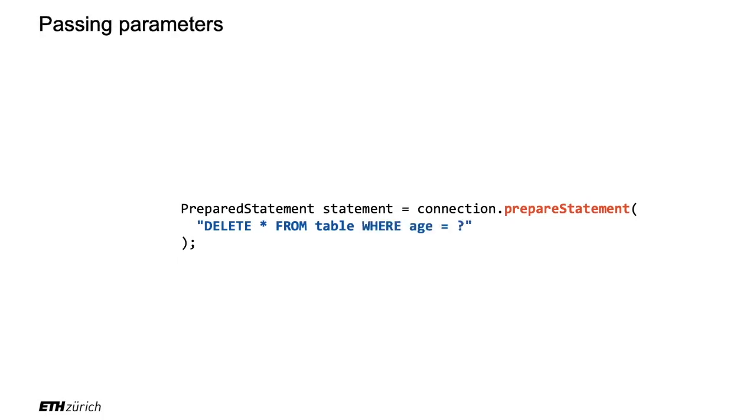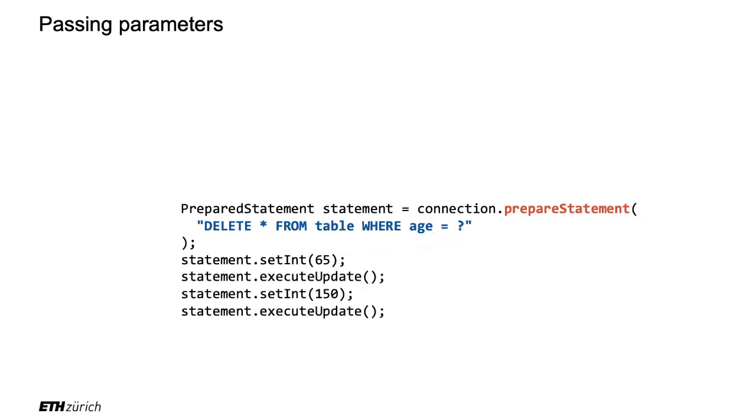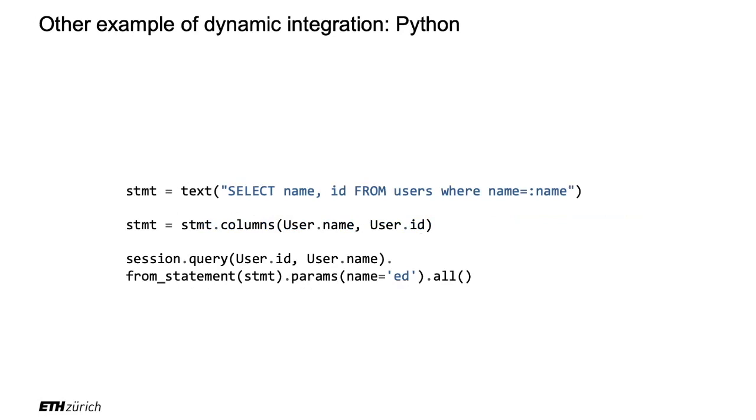And the question mark here is to show you that you can leave some parameters open. So what happens here, you say age is whatever to be specified later, right? And then you set that integer to 65, right? And then that's going to execute where age equals 65. And then you change it to 150, and then that's going to say where age is 150, and so on and so on and so on.